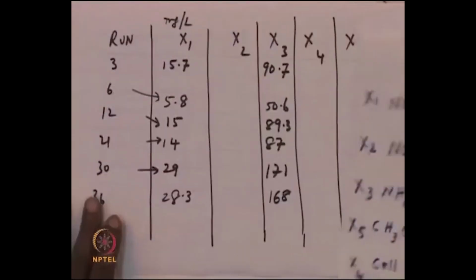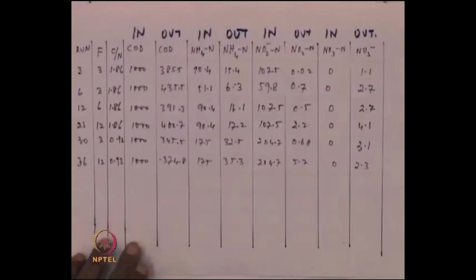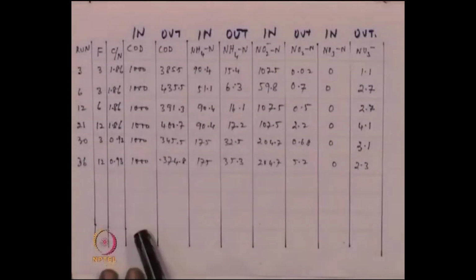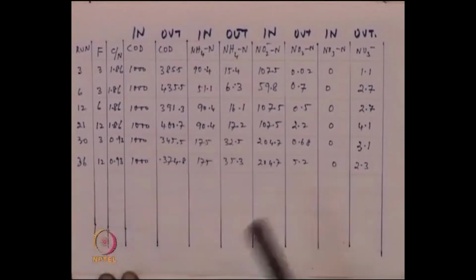Now, in these 6 sets of data that I have given you, I have chosen these sets so that the x 1s are always positive. There are many sets of data where x 1 is negative.